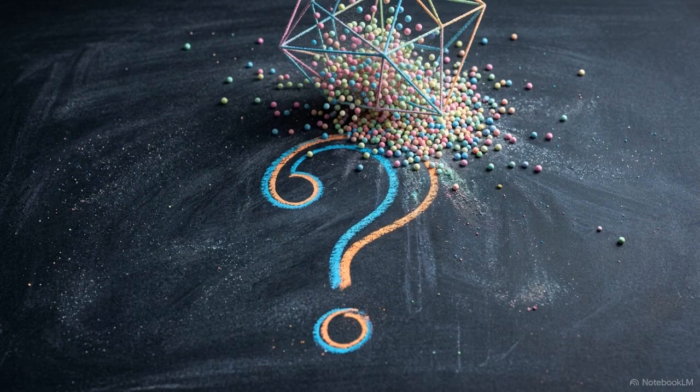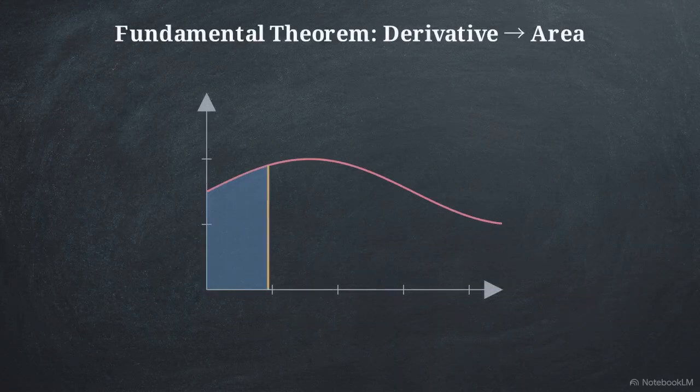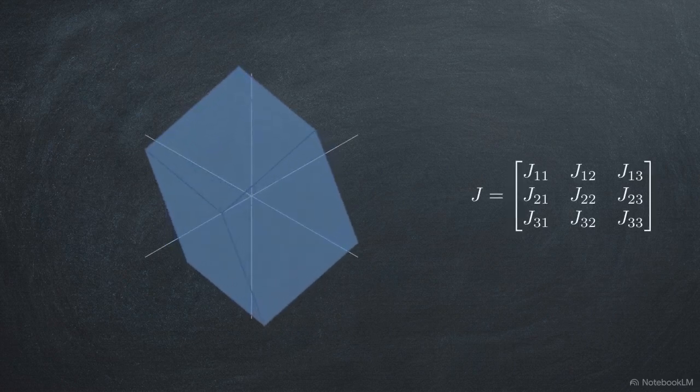How does breaking a mapping into these topological atoms solve integrals? Compare these two side by side. On the left, the fundamental theorem of calculus. On the right, the multivariable change of variables. The fundamental theorem links one-dimensional derivatives to area. Similarly, the change of variables links the multivariable Jacobian determinant to volume scaling.